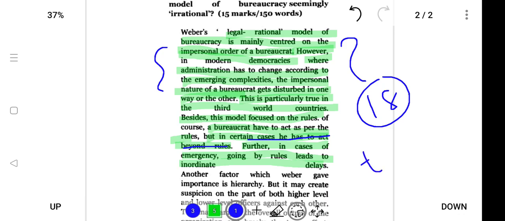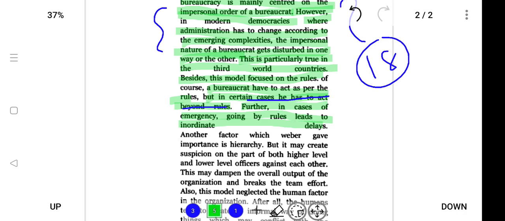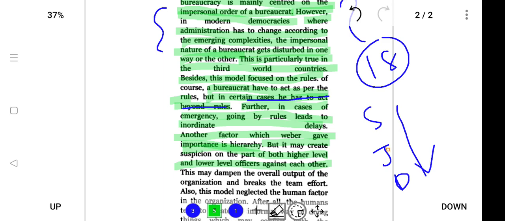With Max Weber, the focus is more on red tapeism. Red tapeism means following the rules and regulations strictly, thereby creating delays. Next, another factor which Weber gives importance to is hierarchy, but it may create suspicion on the part of both higher and lower level officers against each other. Hierarchy means secretary, joint secretary, deputy secretary, and so a hierarchy is formed. So this creates a division between the officers.